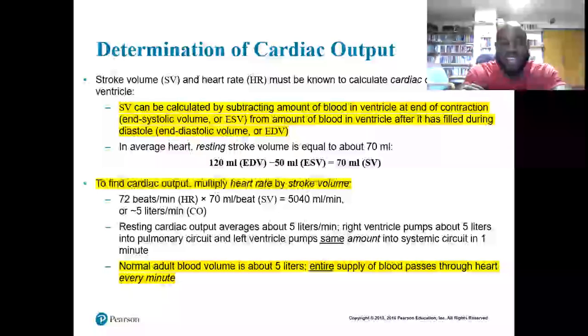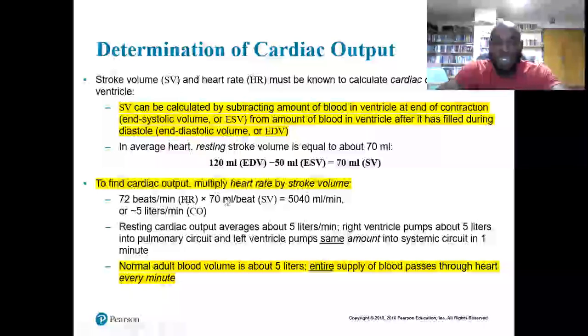To find the cardiac output, we multiply heart rate by stroke volume. So the example given here is 72 beats per minute, which is right around average, times 70 milliliters. That's our stroke volume, which is how much blood we push out every beat.